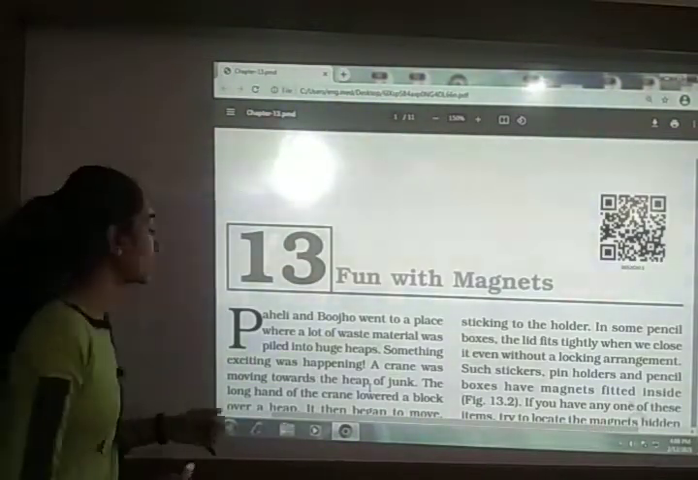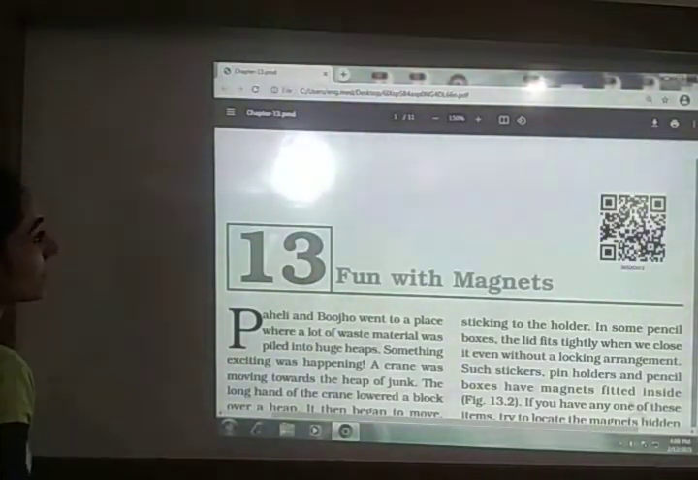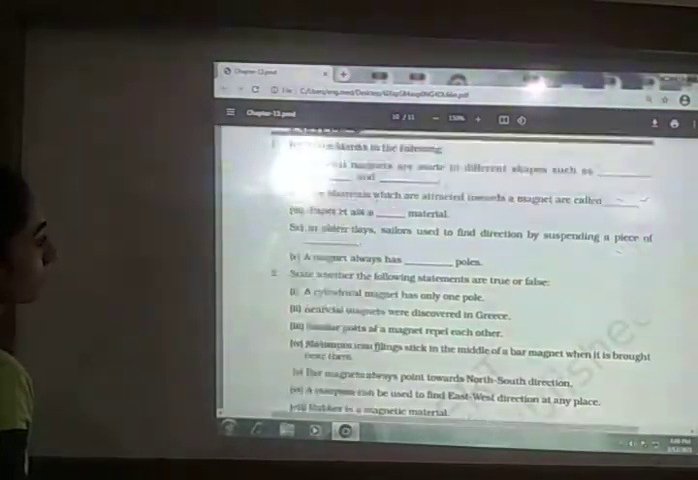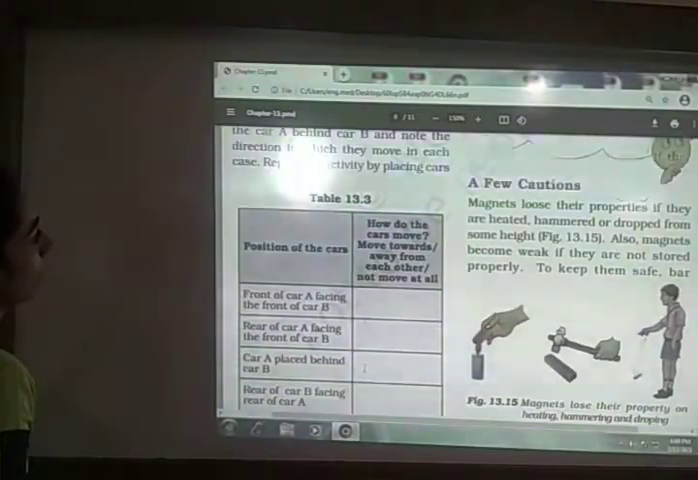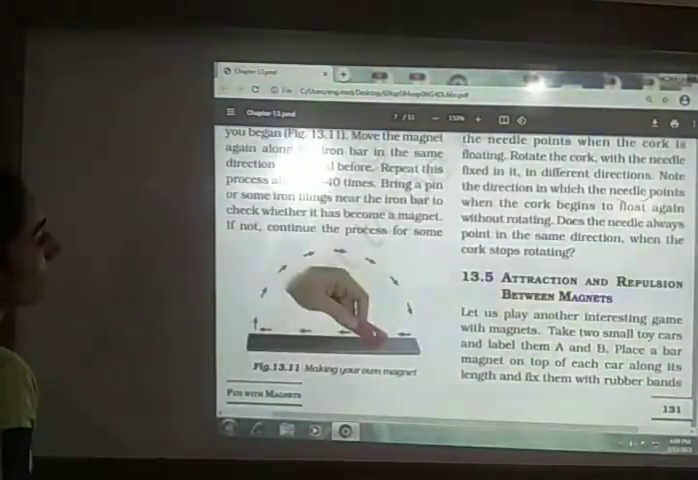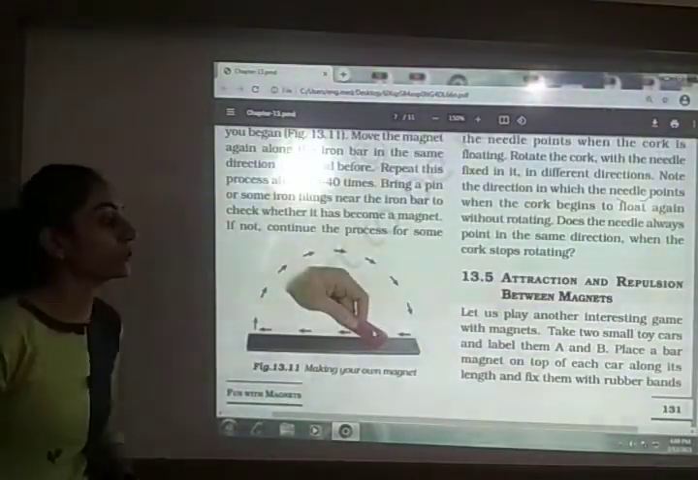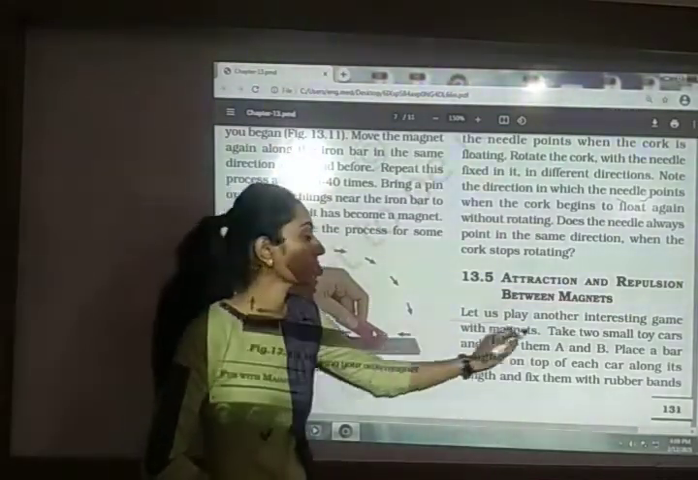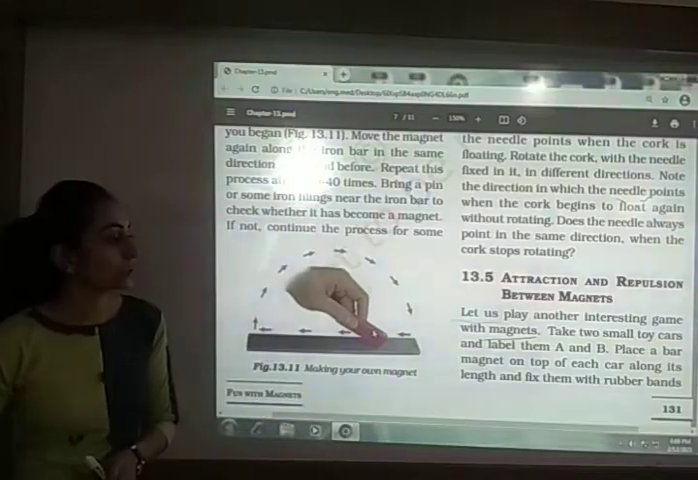Now let me continue with the chapter with the next topic, that is repulsion and attraction in the magnet. So our next topic is attraction and repulsion between the magnets. Now let us play another interesting game with the magnet. Here another activity is given to you.